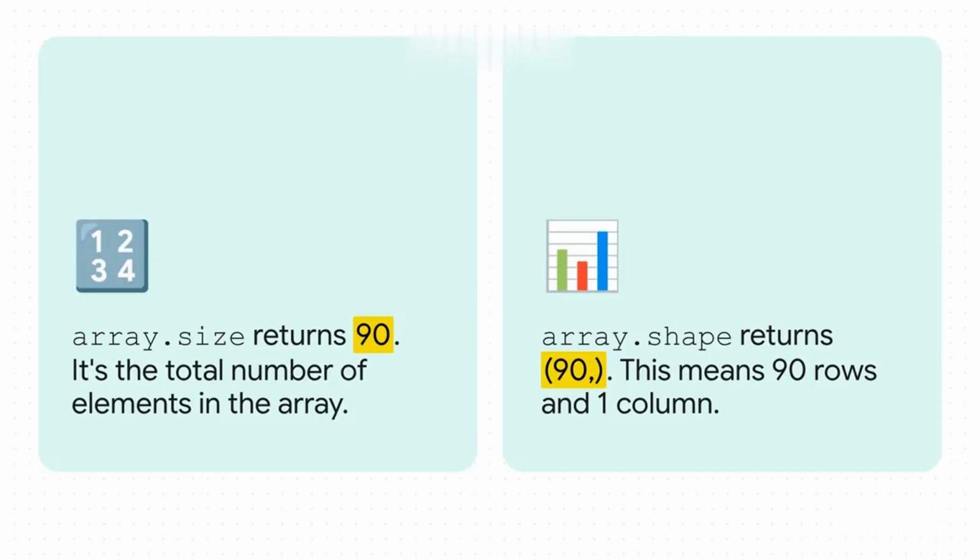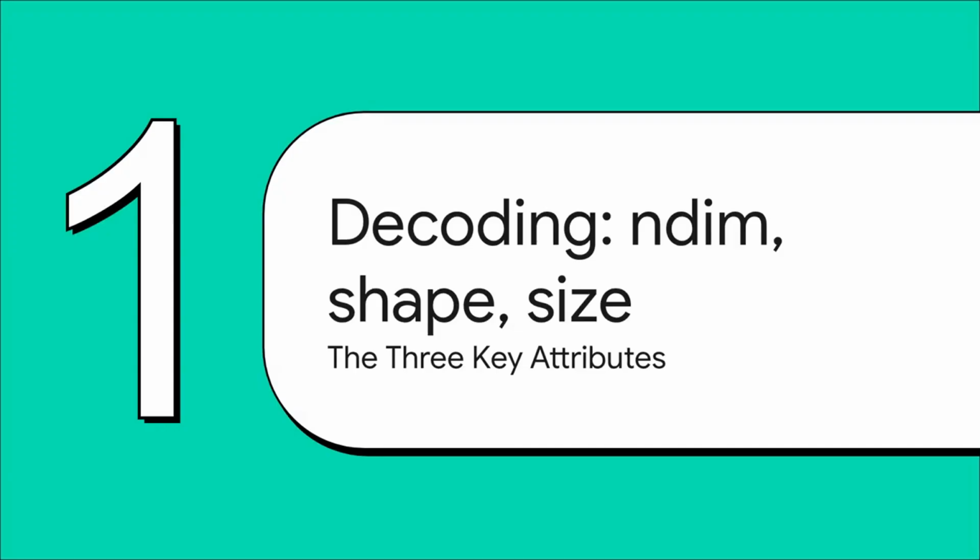That comma tells you you're looking at a tuple, not just a number. And that means you have a one-dimensional array. Think of it as a single row that's 90 elements long. To really crack this code, we just need to get three little definitions straight. Once you get these three attributes, I promise, you've got the foundation for pretty much everything else in NumPy.